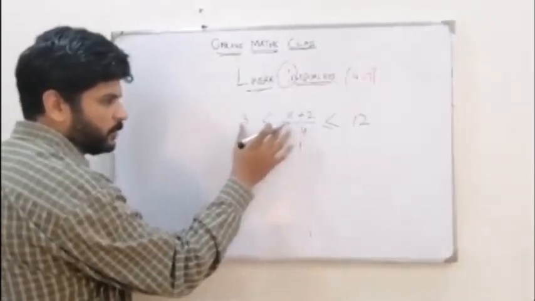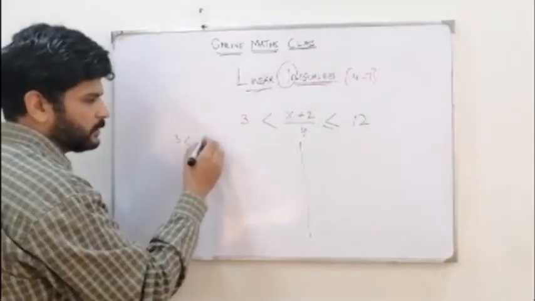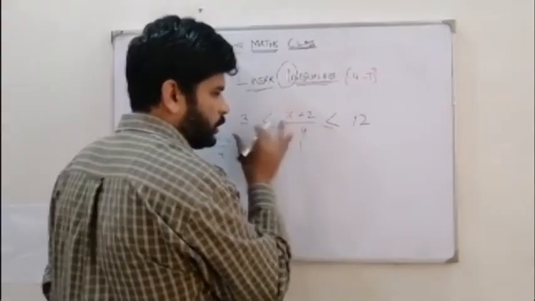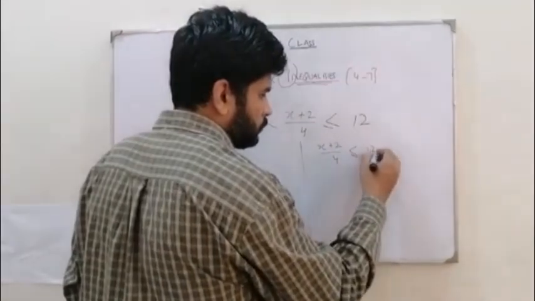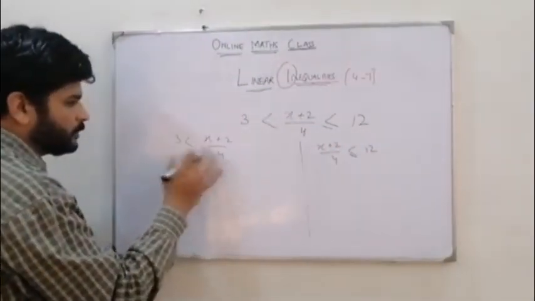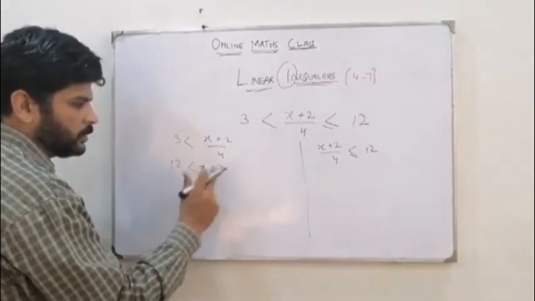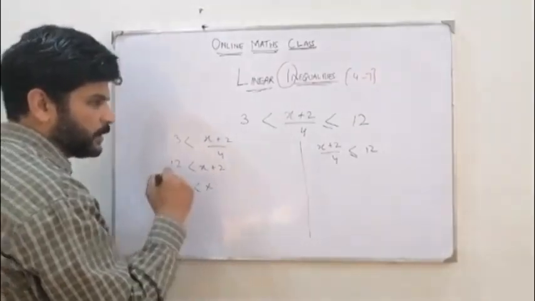Like I'm going to write this one only, ignoring this one. So I'm going to write 3 is less than x plus 2 over 4. And I'm going to write this one ignoring this. Now I'm going to multiply 3 over here. This becomes 3 4s are 12. This is x plus 2. Now 2 is going to subtract from here. So x is greater than 10.